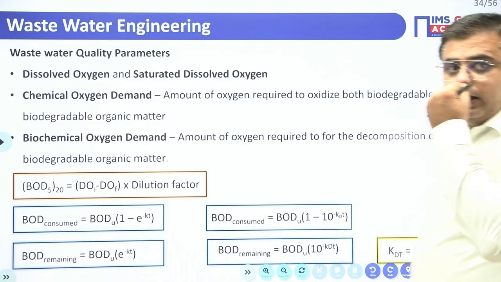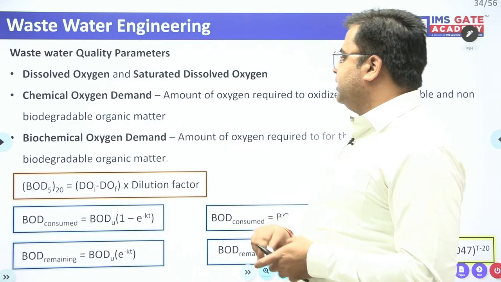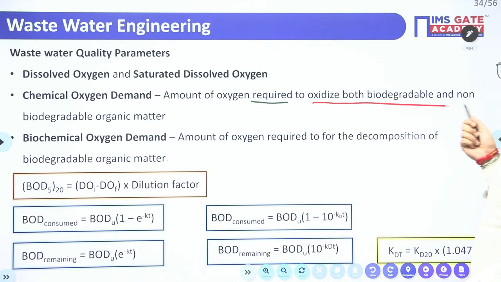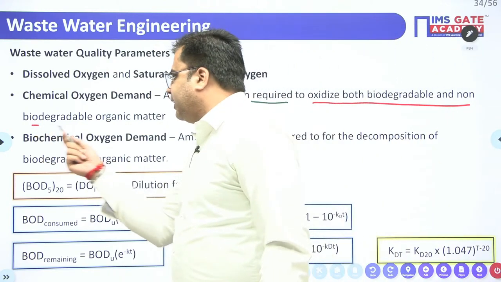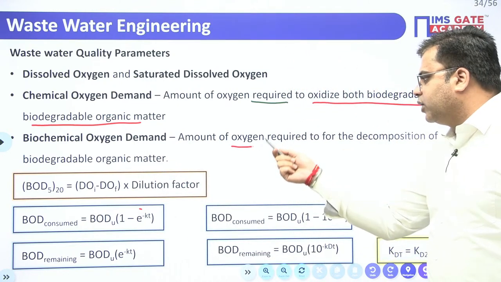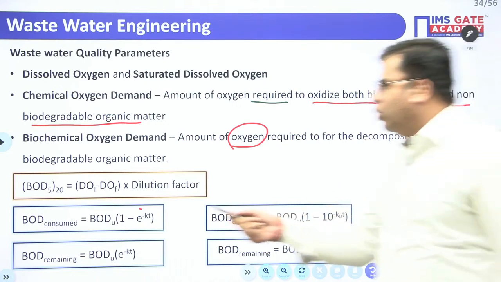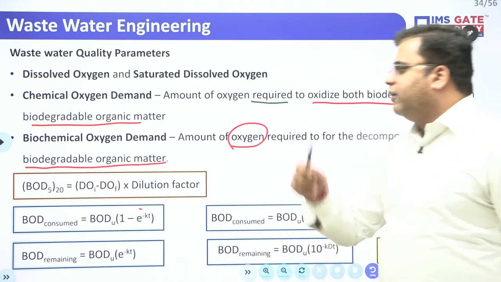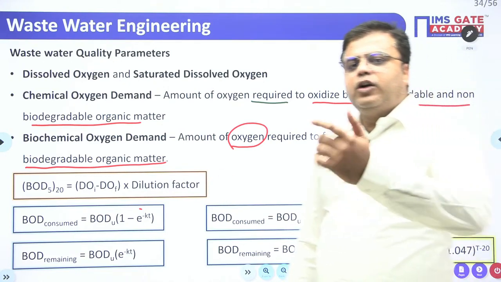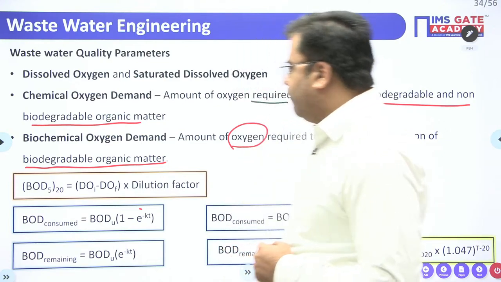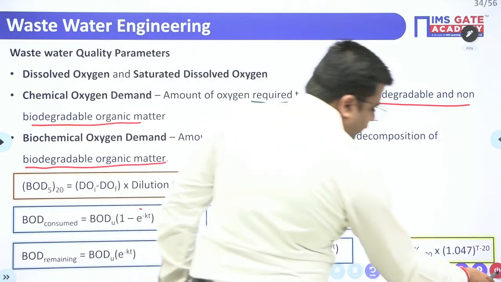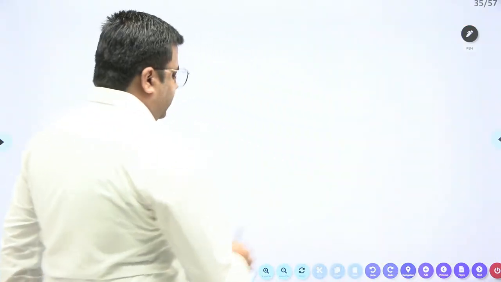Okay. Chalo. Chemical oxygen demand is the amount of oxygen required to oxidize both biodegradable and non-biodegradable organic matter present in the system. Biochemical oxygen demand is the amount of oxygen required to decompose only biodegradable organic matter present in the system. Correct? Now, if we talk about how to measure the BOD, for BOD experimentation, what we do is we dilute the sample.